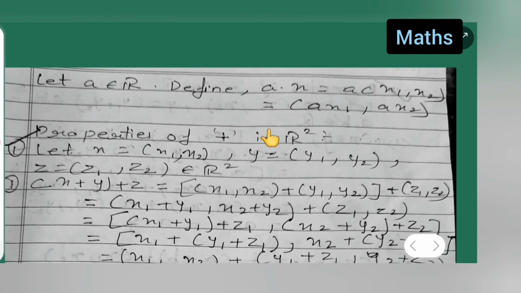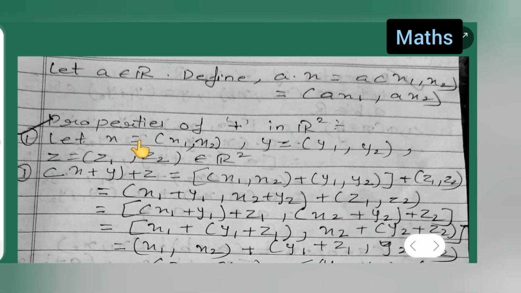Next, let a belong to real. Define a into x is equal to a into (x1, x2). There is a bracket over here. Now this is equal to a into x1, a into x2. So now let us see the properties of addition in R2.